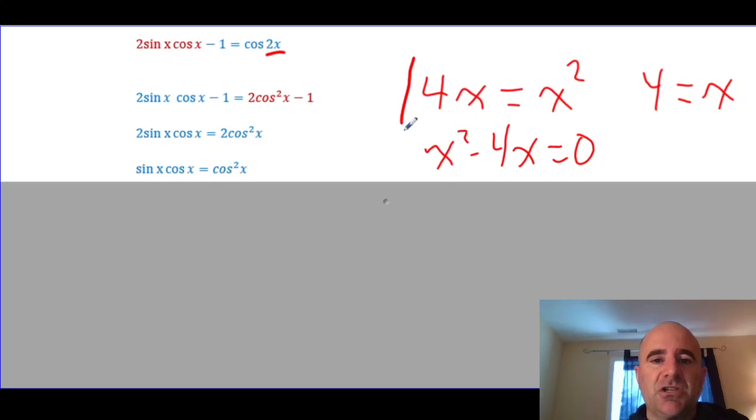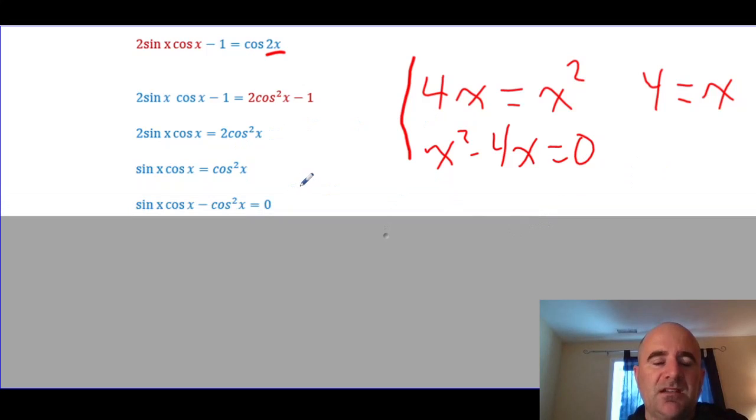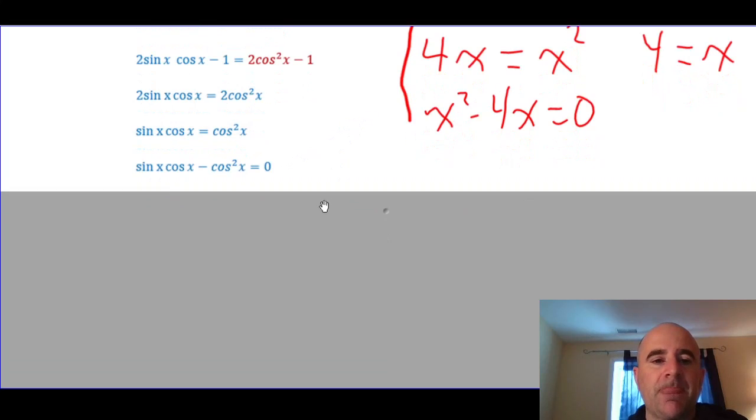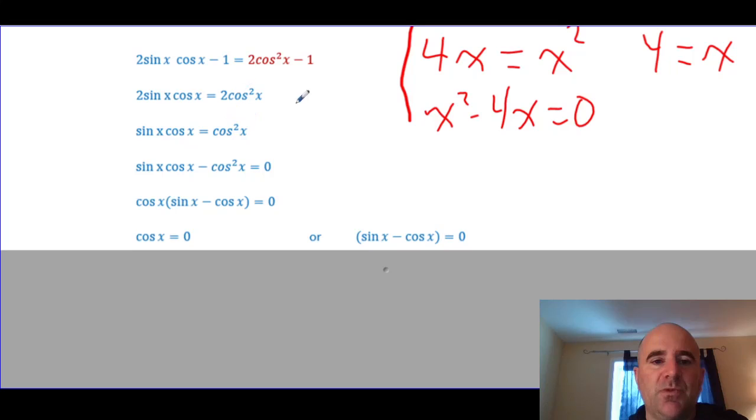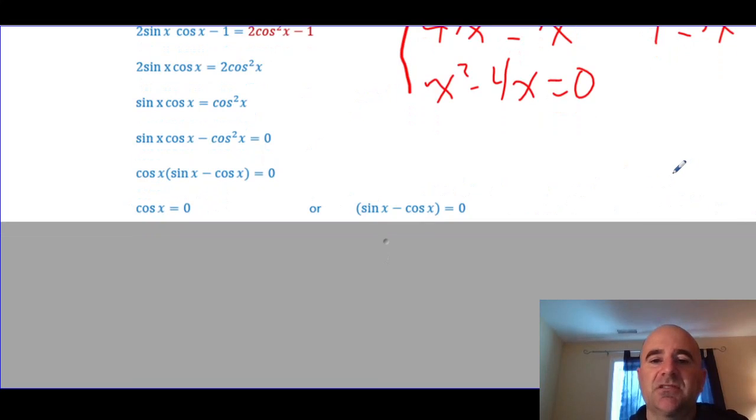So instead, I'm going to apply the same kind of strategy. That's a common theme in this lesson: treating sine x as if it's a variable like x, and cos x, of course, would be a different variable. So instead I set it to 0, and look, now I've got a common factor of cosine. That makes me pretty happy. I factor out the cos x, and I'm left with sine x minus cos x. Just double check by expanding: cos x times sine x, cos x times cos squared. And then the zero factor theorem, sure enough, there's one of those answers that we knew was going to crop up. Cosine of x could be 0, or sine x minus cos x could be 0.